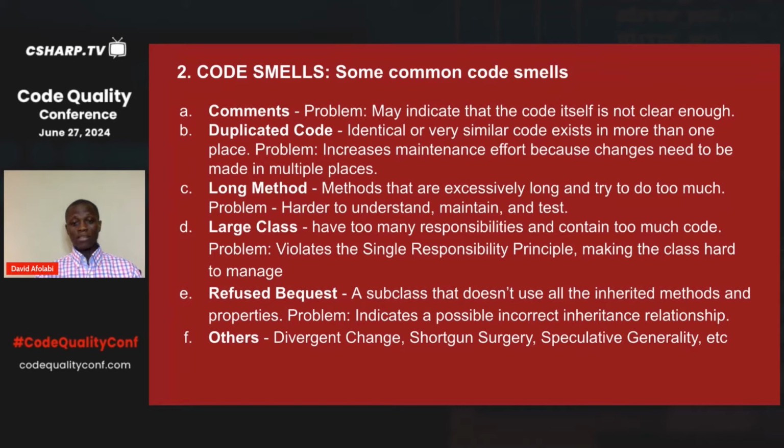The fifth common code smell here is refused bequest. That is a subclass that doesn't use all of the inherited methods and properties. The way you could identify this is that it possibly indicates an incorrect inheritance relationship. There are some other common code smells, for instance divergent change, shotgun surgery, speculative generality, and so on. You could potentially look some of these up to gain more insight into them.